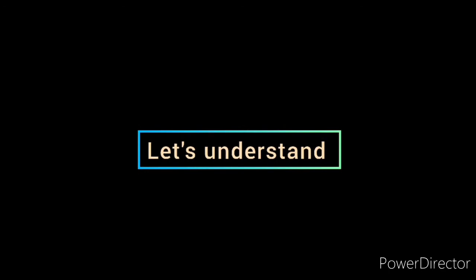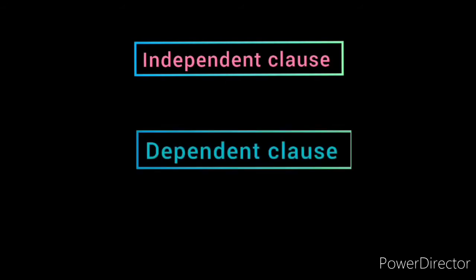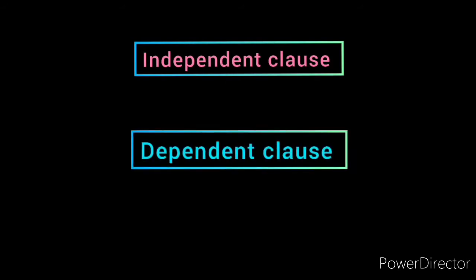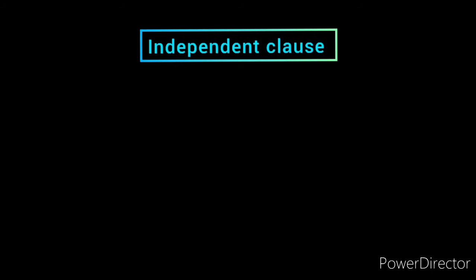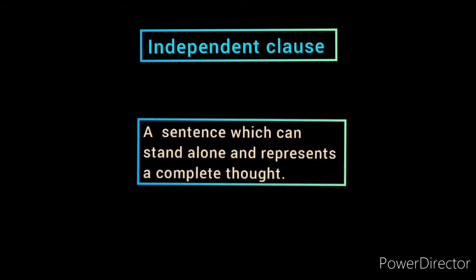Students, to understand it, we need to know what is independent clause and dependent clause. So let's first understand these clauses. Students, I think you all are familiar with these clauses as you have already read it in the second lesson. Now, let's revise it. Independent clause is a sentence which can stand alone and represents a complete thought. That means it does not require any other clause to convey complete sense or thought.